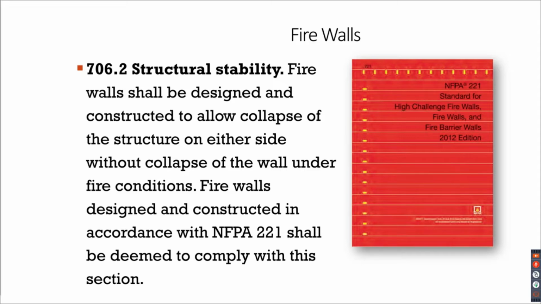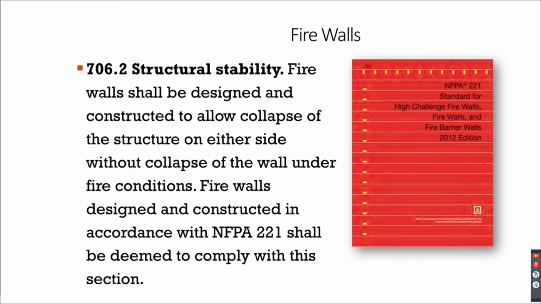That's hard to do. Now, it's hard to do new when you're just starting with dirt. It's really hard to do when you've got 2 buildings next to each other, or one that you're adding on to. So having the code allowing NFPA 221 provisions is really helpful, but you really got to look at this closely. There are some misconceptions.